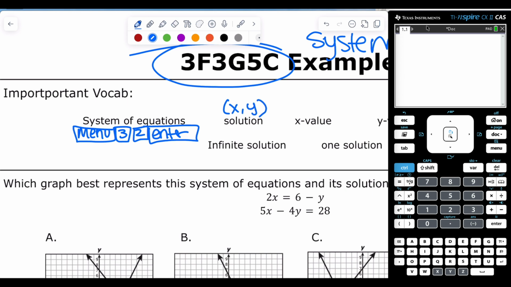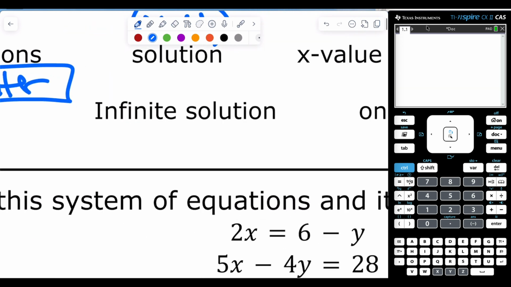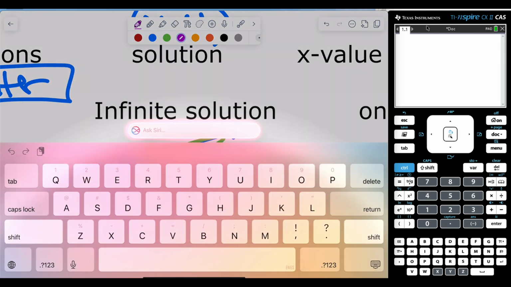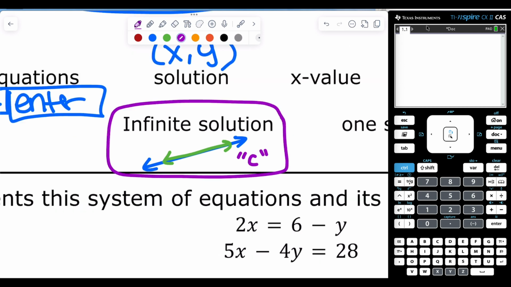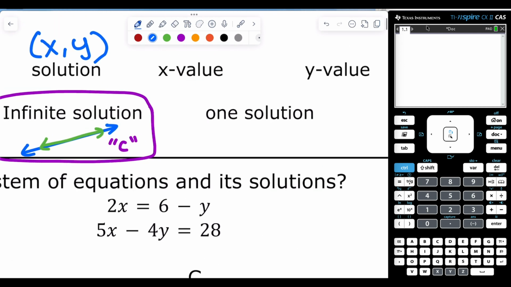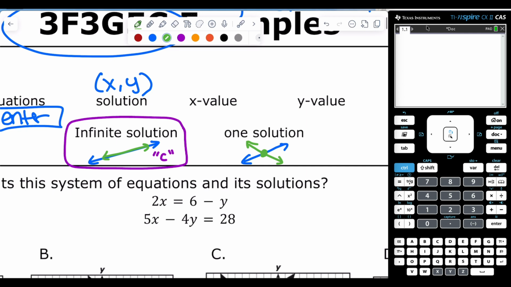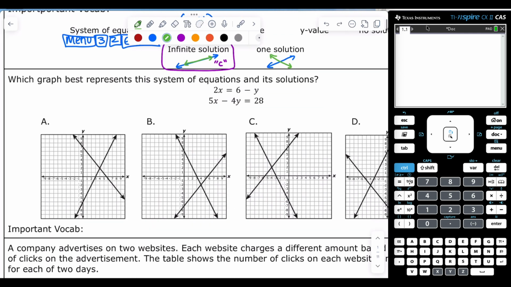It is a point. Infinite solution means you're going to have two lines on top of each other, and your answer will have the letter C in it for infinite, the letter C, okay? One solution means your lines are going to touch one time, okay? So, we have the first one.